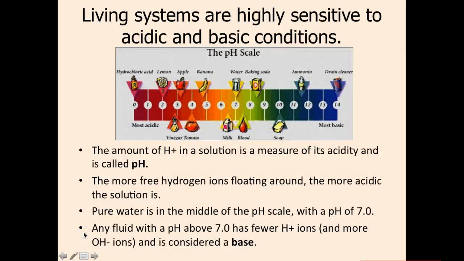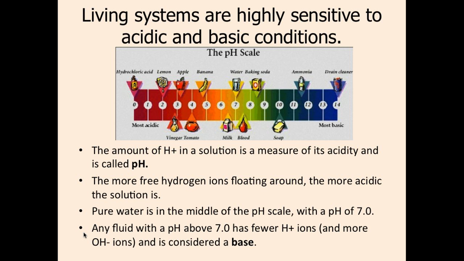Living systems are highly sensitive to acid and basic conditions. As you can see on the pH scale here, it runs from 0 to 14 with 7 in the middle. 7 is what's called neutral. 0 through 6, or really 6.999, are all acids, and 7.0001 through 14 are all bases.